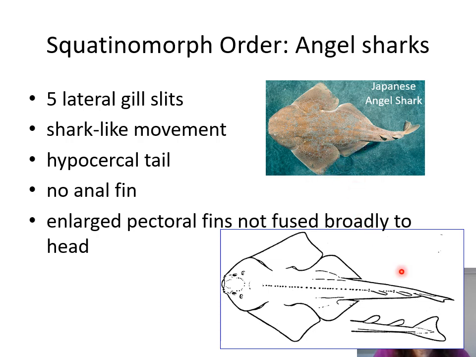Hypocercal tail, again, that's kind of different for what we see. You can kind of see it here, right, where that lower lobe is larger. No anal fin on the bottom. And those enlarged pectoral fins that we see here, they're not fused, right? You can see the line that separates them in both cases. So they're acting as a fin, just a really big fin, where in a skate or a ray, those are fused, right? It's one whole part. So they're kind of a unique type of shark.